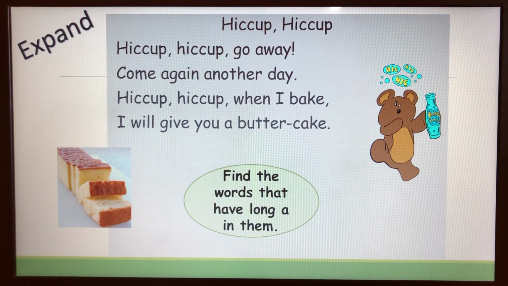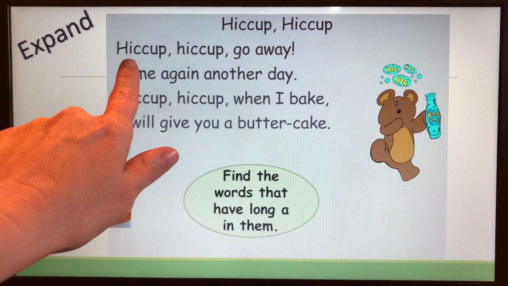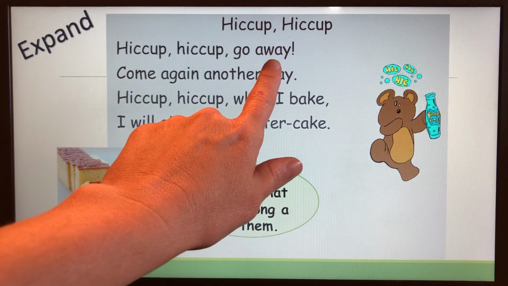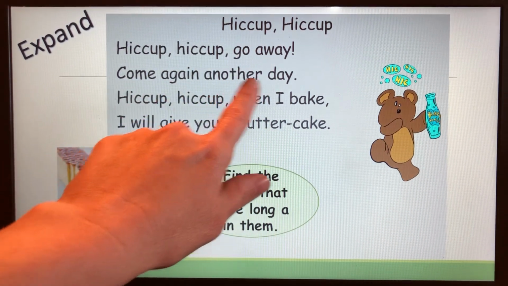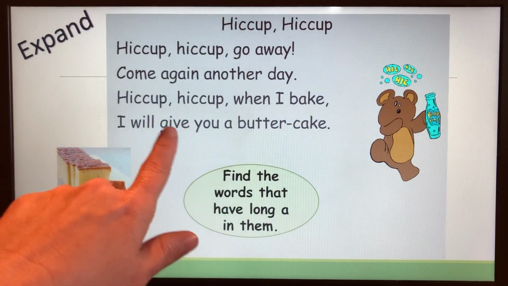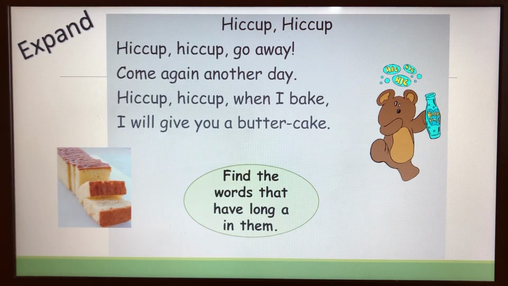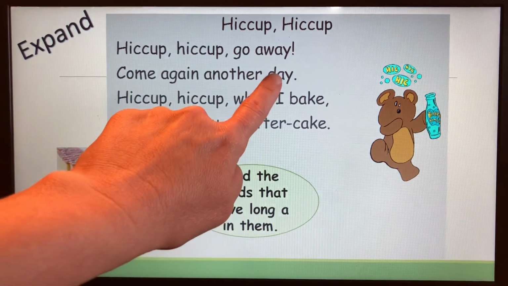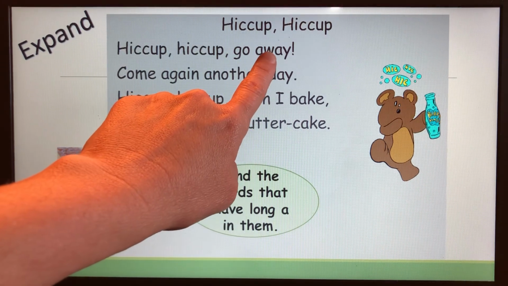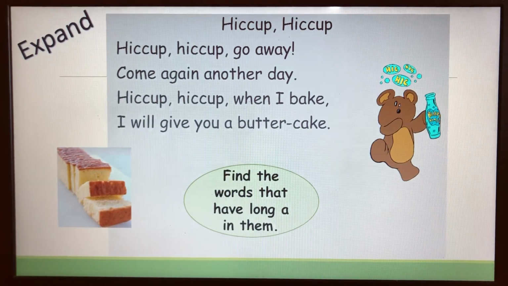There were some long A words in our poem. Why don't you listen one more time as I read the poem, and we'll find the long A words. Hiccup, hiccup. Hiccup, hiccup, go away. Come again another day. Hiccup, hiccup, when I bake, I will give you a butter cake. Do you see some long A words? Did you hear some? Day, away, bake, and cake. They all have the long A sound.